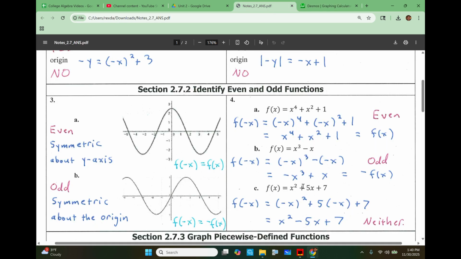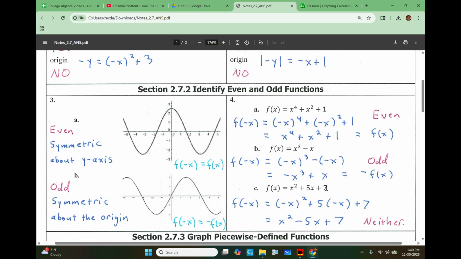Most functions don't have any symmetry. So like something like this, if I put in the negative x, I get this plus this. This squared is just x squared. This changes the sign, and then this doesn't. So when some things change sign, like this one, and some things don't, like this, then it's neither. It's neither even nor odd. Most functions don't have any symmetry. We're just adding these little describers for functions.